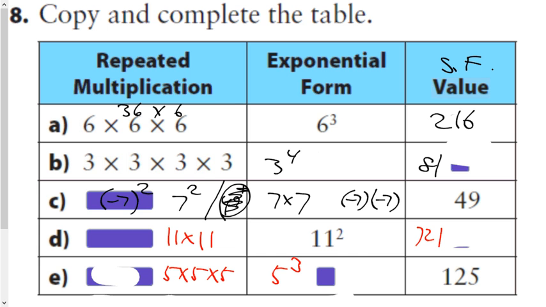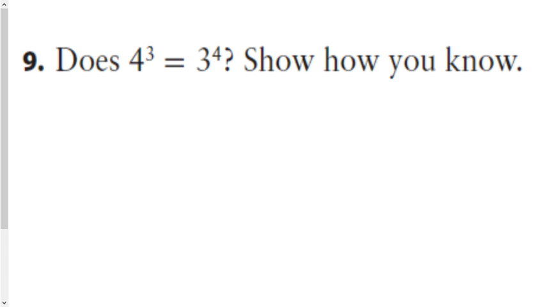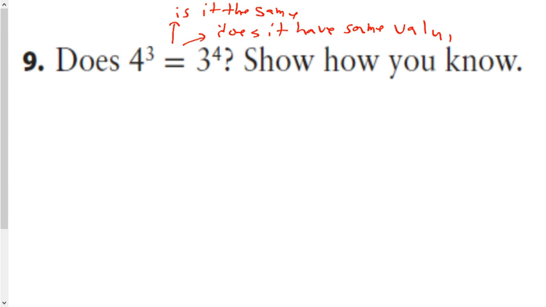Question number 9 says, does 4 cubed equal 3 to the exponent of 4? Well, there's a difference between is it the same thing, or does it have the same value? So the first question, is it the same? No, it's not the same thing, because we could see that when we write it in repeated multiplication, because this would be 4 multiplied by itself 3 times, and 3 multiplied by itself 4 times is not the same thing.